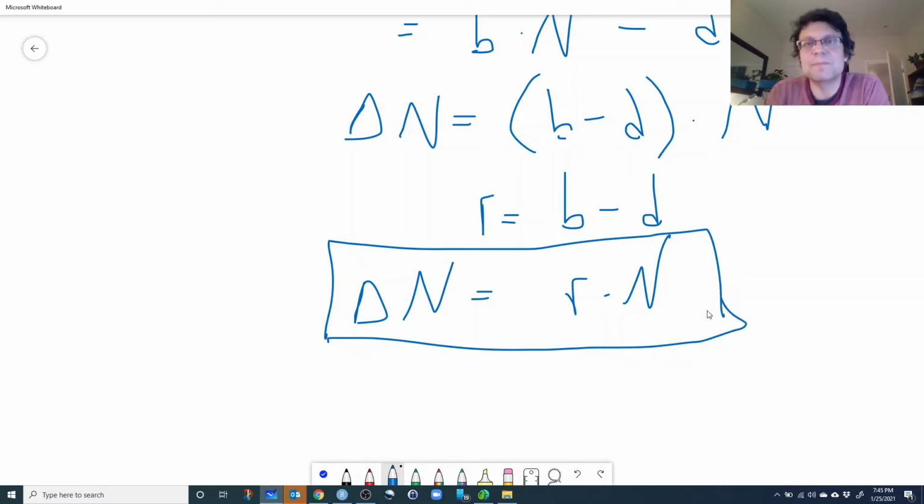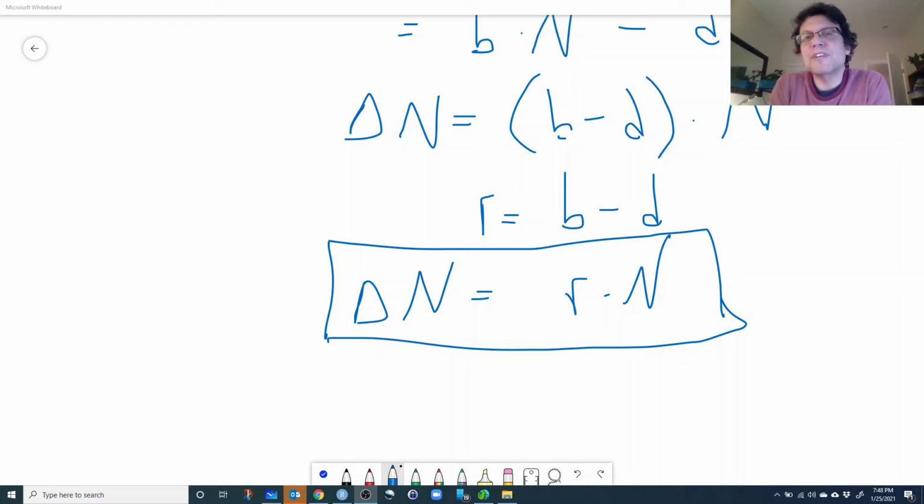This is something you really should commit to memory. Delta n, the change in the population over a given time period, is equal to this constant r times n. Now little r is a constant that is often called the intrinsic rate of population growth. So again, a fundamental constant that we can use to think about populations. Populations with a larger value of r, or intrinsic rate of population growth, obviously have a faster rate of growth. Lower values of r have slower rates of growth.